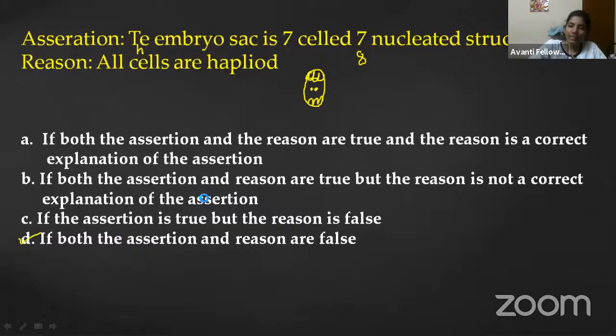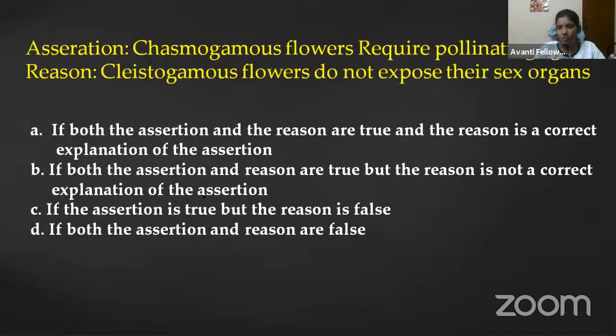So in that case, I'm going to give you homework. You need to solve this for me for tomorrow. Chasmogamous flowers require a pollinating agent. Cleistogamous flowers do not expose their sex organs. So what is the answer? You need to tell me by tomorrow's class. Okay. I am launching a technical poll. Sorry, teacher NPS. Answer in the poll. After answering, you can leave for the day.